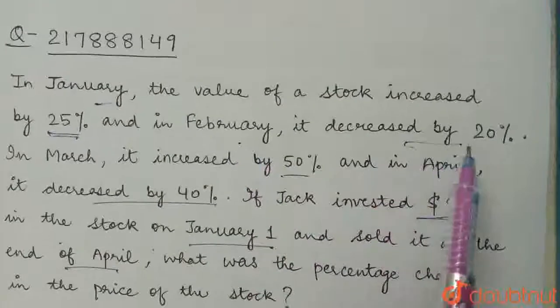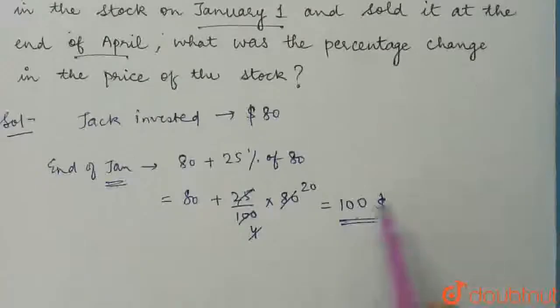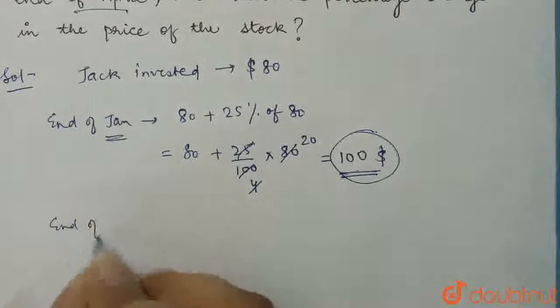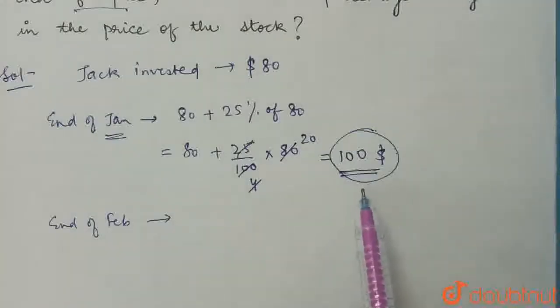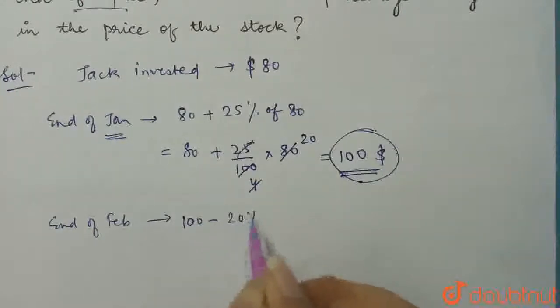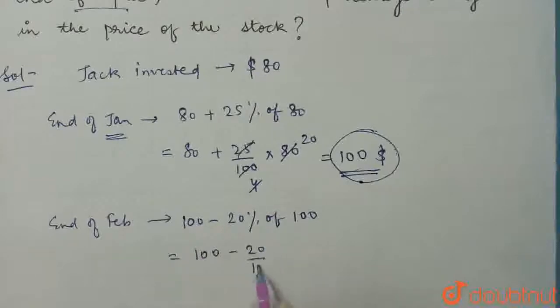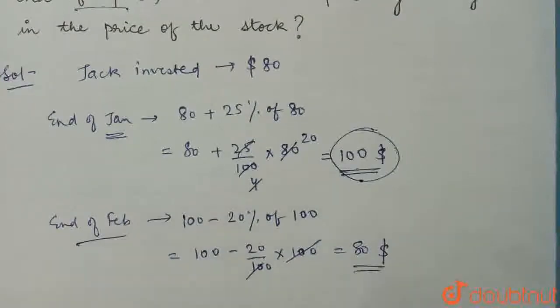So now at the end of February it is decreased by 20%. So obviously the decrease will be in this amount. Because at the start of February Jack has $100, at the end of February 100 is decreased by 20%. So 100 minus 20% of 100. So this becomes 100 minus 20 upon 100 into 100, and 100 gets cancelled. 100 minus 20 is 80. So at the end of February he is left with $80.